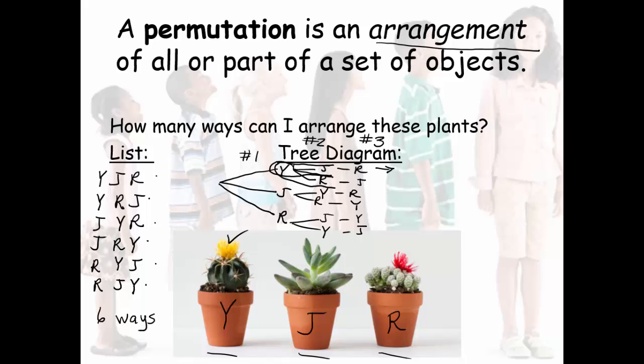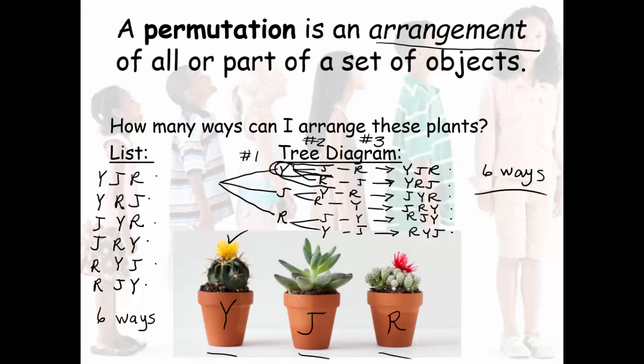This turns into a list. So in order, that's yellow, jade, red. This one would be yellow, red, jade. And you can just fill it in. Okay, so there's my complete list. Now you might wonder, wow, that's a lot more work for making a list than the list method was. True, but I hope you can also see that because I used a tree diagram, I'm pretty sure now I have not missed anything. And so the answer is how many ways? 6 ways.